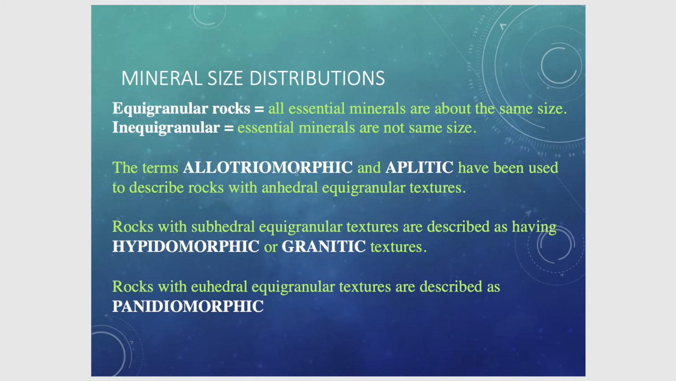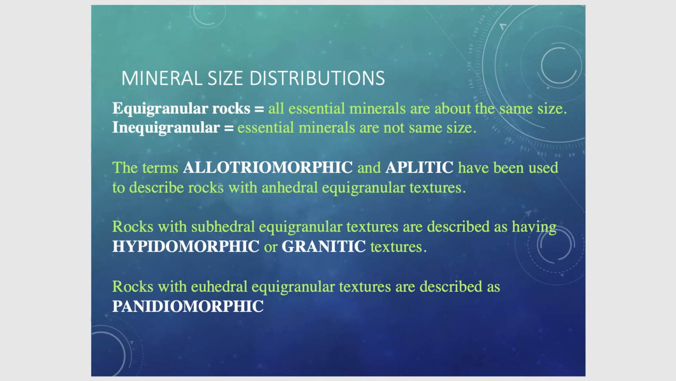Mineral size distribution are terms that are used to describe the inequality in size. So if the crystals are all the same, we commonly call the texture equigranular. So rocks that are equigranular essentially have minerals that are about the same size. If that's not the case, like in a volcanic rock, the rock will be called inequigranular. Again, I might ask you if you think a specific rock is equigranular or inequigranular. So it's important to understand what this means.